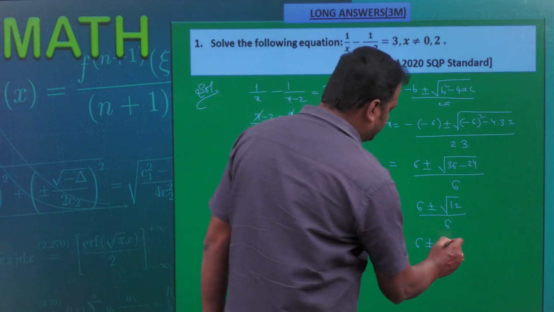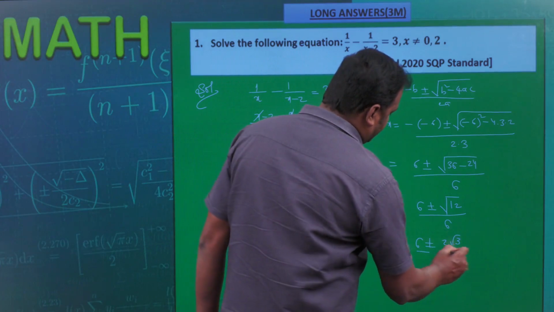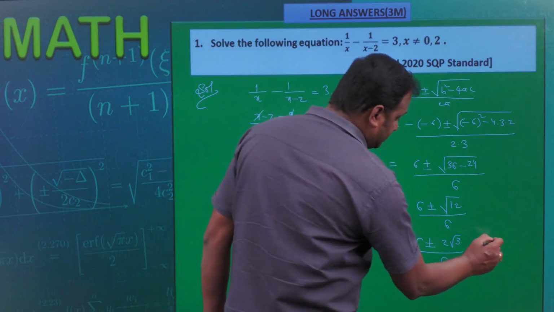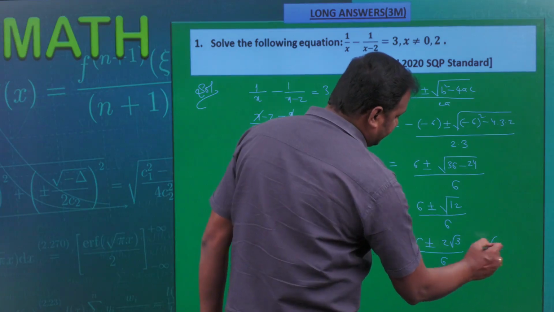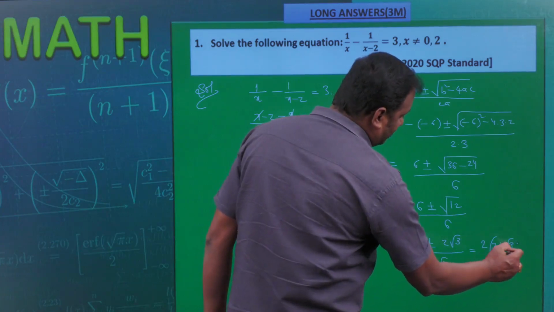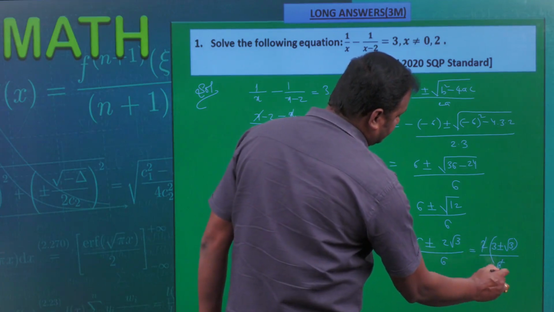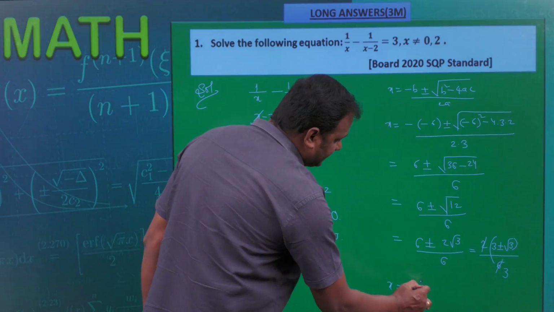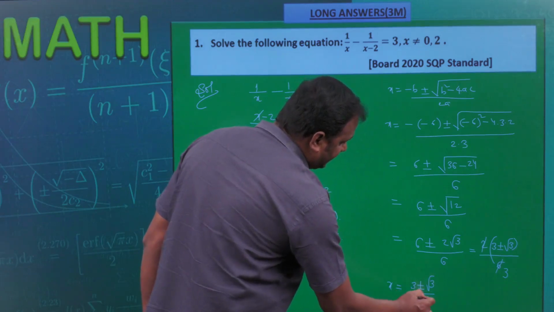So it would be 2 into root 3 whole divided by 6. From the numerator, you can take 2 common. So 2 times (3 plus or minus root 3) whole divided by 6. So 2 1s are 2, 2 3s are 6. Therefore, the value of x is going to be (3 plus or minus root 3) divided by 3.